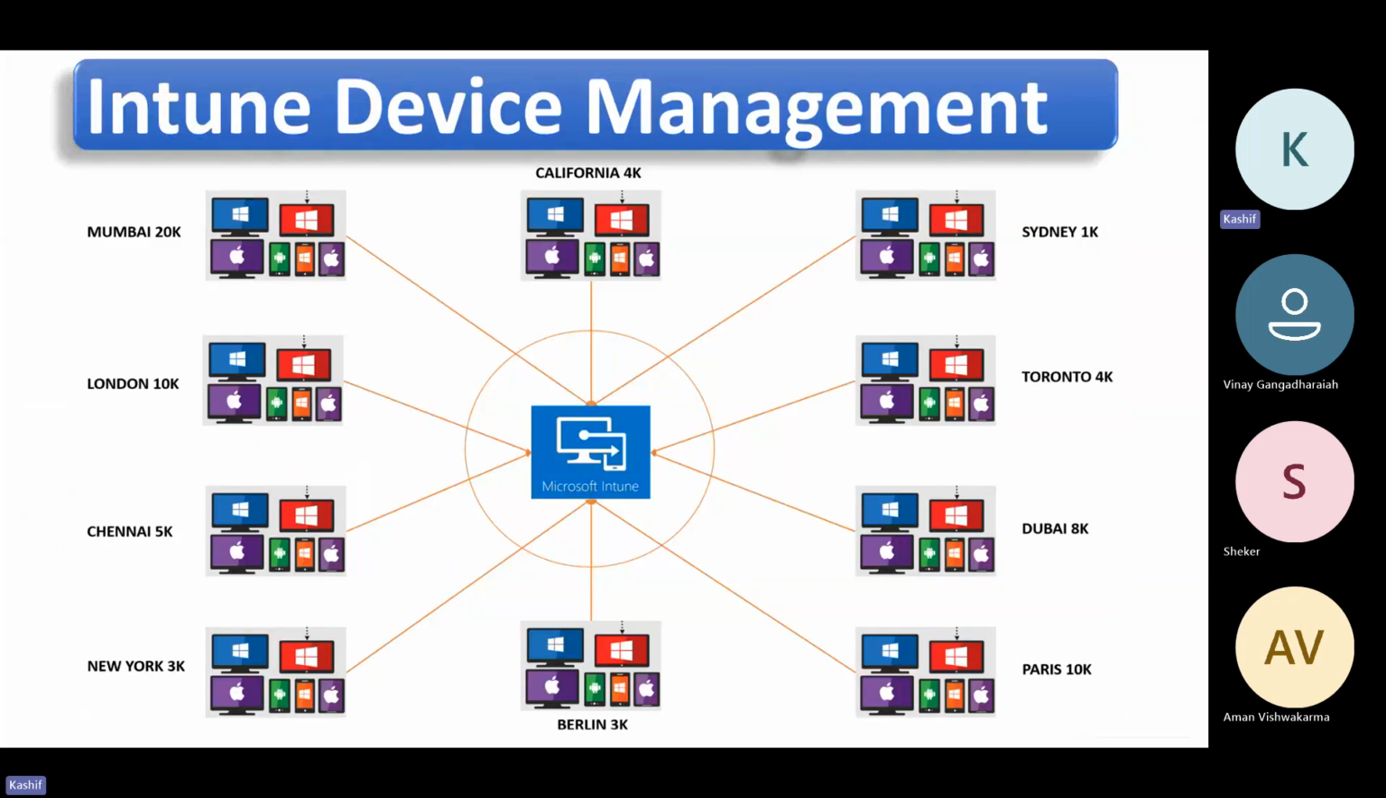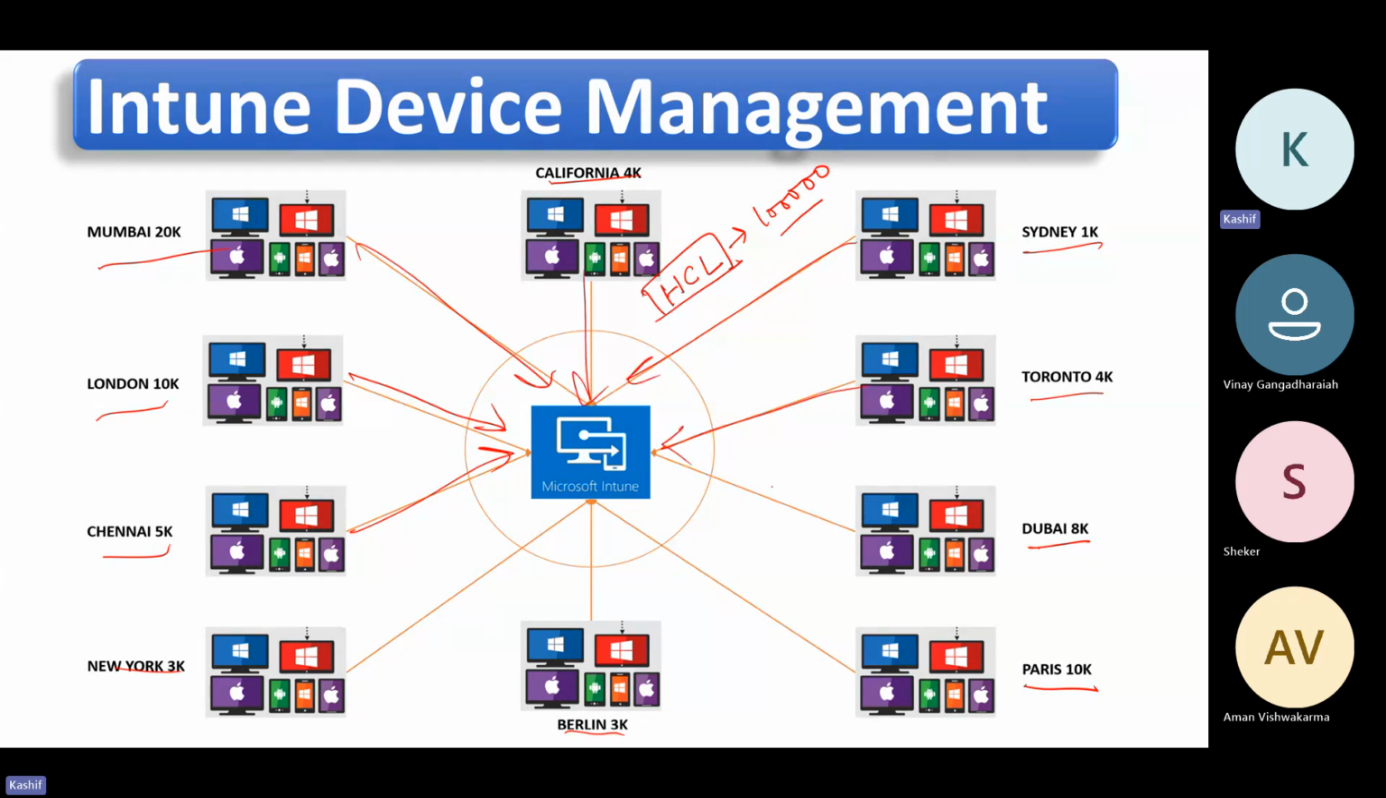Now, how is Intune going to manage the devices? Suppose you are working for a company called HCL Private Limited. In HCL, you have around 100,000 devices all over the globe. Some devices are in Sydney, some in Toronto, some in Dubai, some in Paris, Berlin, New York, Chennai, London, Mumbai, California. So how do you manage devices? You have to enroll devices into Intune. All the devices you have in each location, whether Windows, MacBook, iPhone, or Android, you need to enroll into Intune.